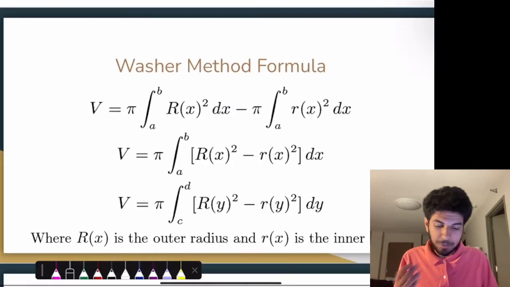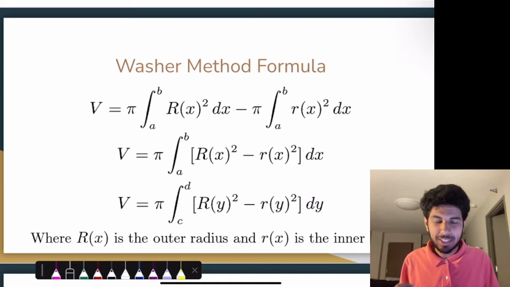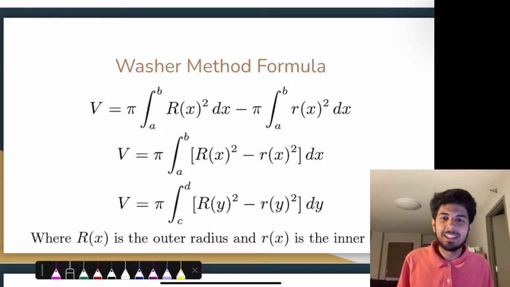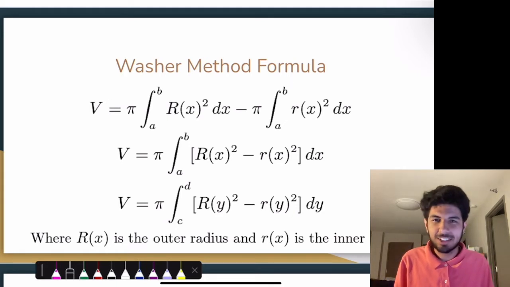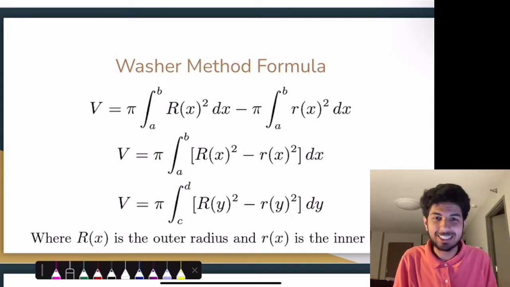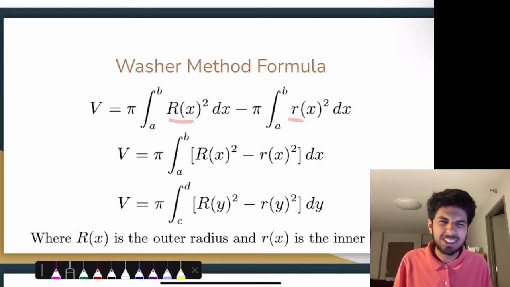So let's take a look at the formula. And this is where you'll see a lot of similarities with the disk method. So the formula looks something like this. The volume equals pi times the integral from a to b of R of x squared dx minus pi times the integral from a to b of r of x squared dx. It's a little bit weird because we have a capital R and a lowercase r, which is a bit confusing, but we'll explain that in due time.